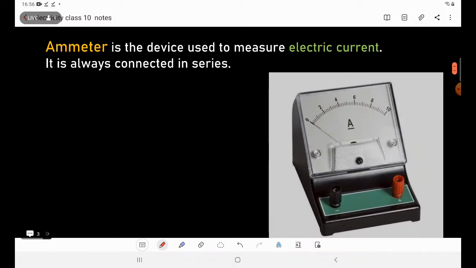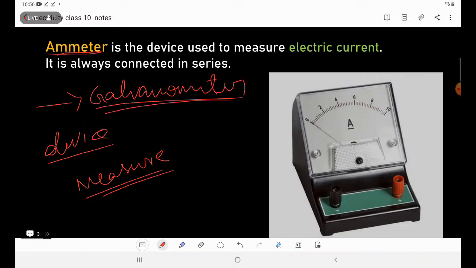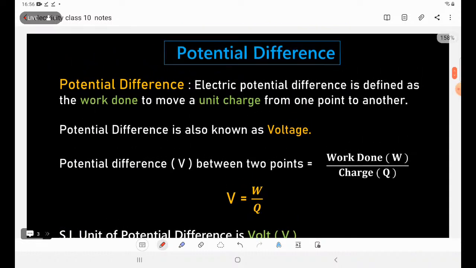Next, ammeter. It's not simple. Ammeter is a device to measure current. One of the previous year questions says to write the device that is used to say the presence of current. That is not an ammeter, guys. Remember this point: ammeter is not the same as galvanometer. Both are different.